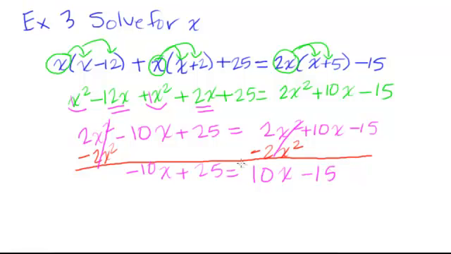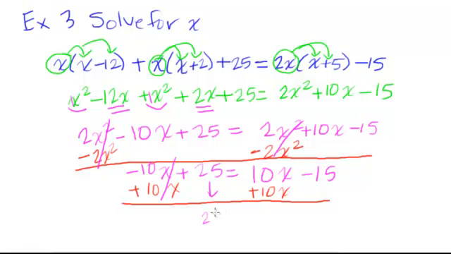I'm trying to solve for x, so I always move or work with the smallest x. In this case, negative 10x is smaller than 10x. So I'm going to add 10x on both sides of the equal sign. Negative 10x plus 10x cancels out. I can bring down this 25. This is equal to 10x plus 10x, which is 20x minus 15.